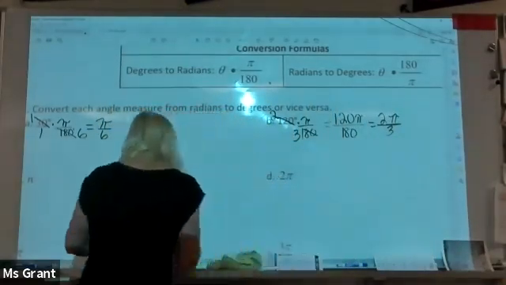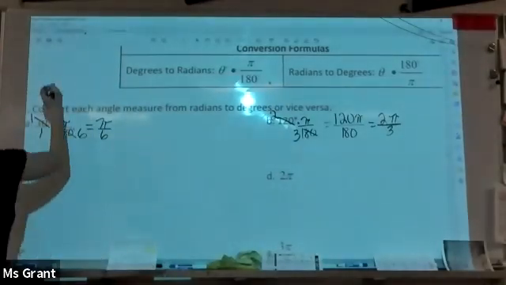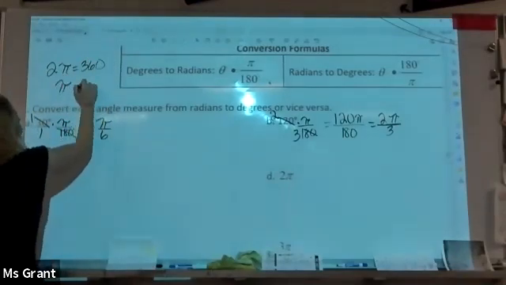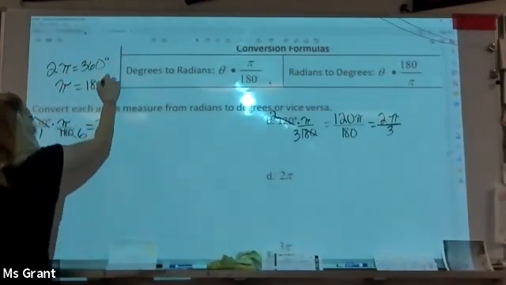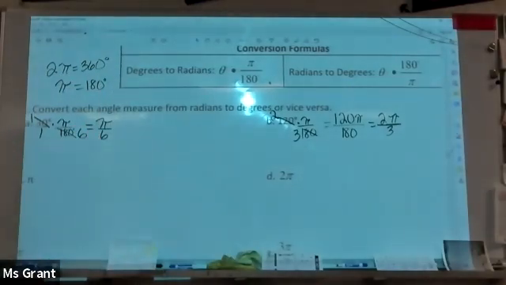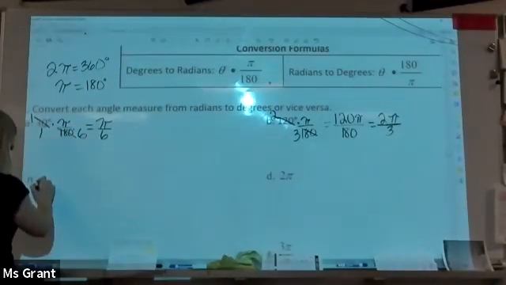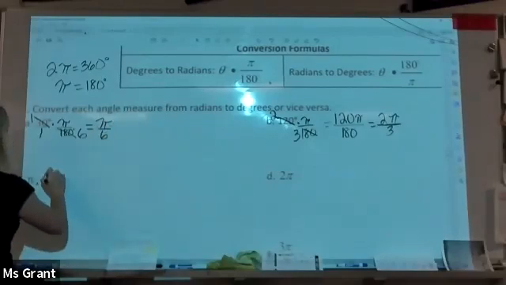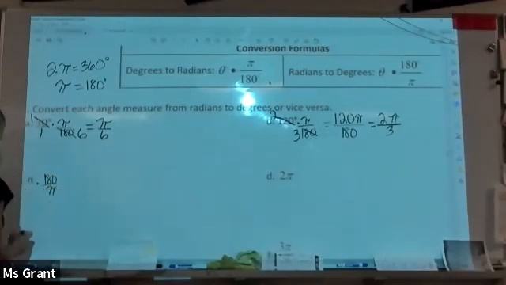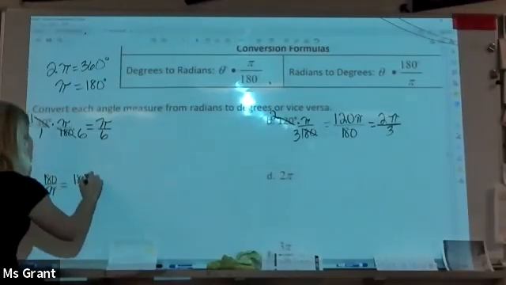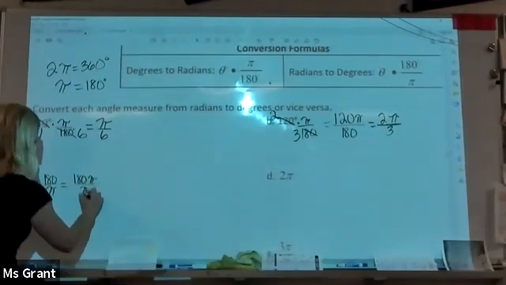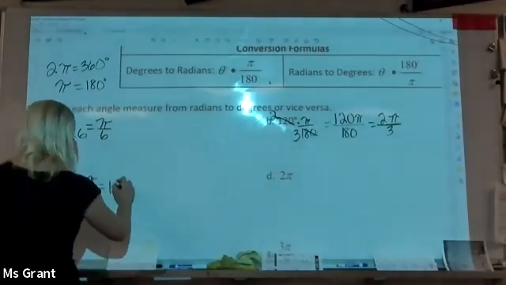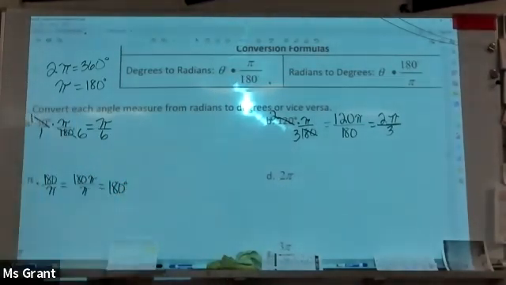Just plain old pi. Do you recall him saying that 2 pi equals 360? So what's 1 pi? Half of it, 180 degrees. If I have a radian, I multiply by 180 over pi. If you don't want to cross cancel, I would get 180 pi over pi. And the pi's simplify. 180 degrees is the answer.